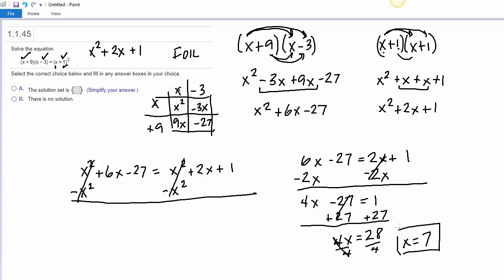Now we can check that. That's the good thing about solving any equation. You can always check your answer. I'm going to do it in my head here. Let's see. If I put 7 in here, and 7 in here, and a 7 over here, let's see. So 7 plus 9 is 16. 7 minus 3 is 4. 16 times 4 is 64. And then over here on the other hand, I get 7 plus 1 squared is 8 squared is 64. So you see that it does work out. 16 times 4 is 64, and 8 squared is also 64. Just confirming that this is the correct answer.